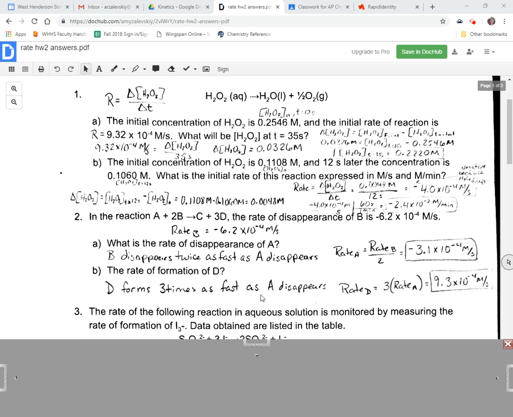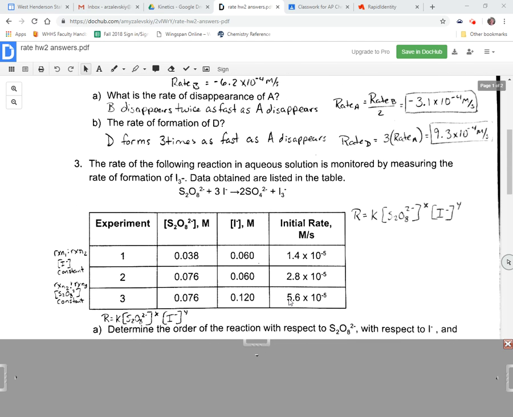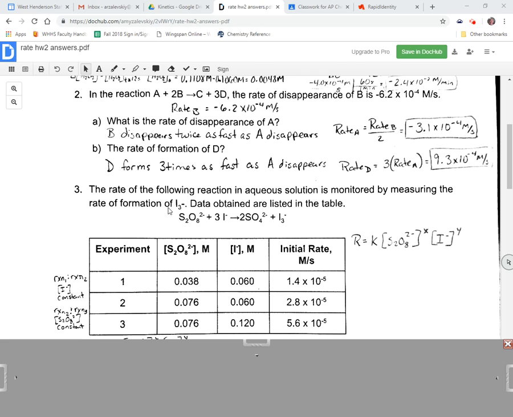All right, so then in number 3, you're given a problem and some experimental data, and we're trying to figure out the order of the reaction. So we're trying to figure out from this base rate equation right here, what is X and what is Y. So we can do that by comparing two different experiments. I noticed here in the data that if I compare experiment 1 to experiment 2, the concentration of I is held constant, and that way I know it'll cancel out and make my math a whole lot simpler.